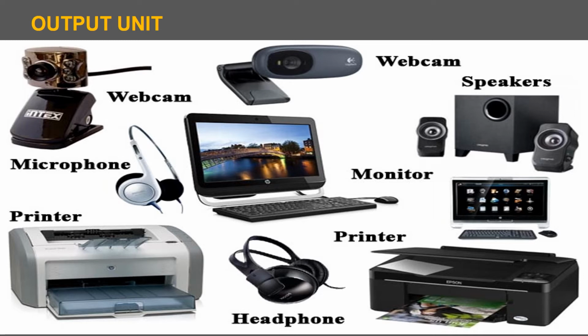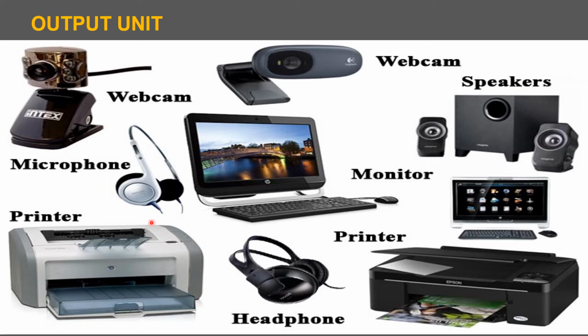You can see the monitor displays the screen. The monitor is a screen that displays what we actually type. If you see the picture of the monitor here, there is a mouse and there's a keyboard. When you type on the keyboard, you can see it display on the monitor. Then we have our printer.